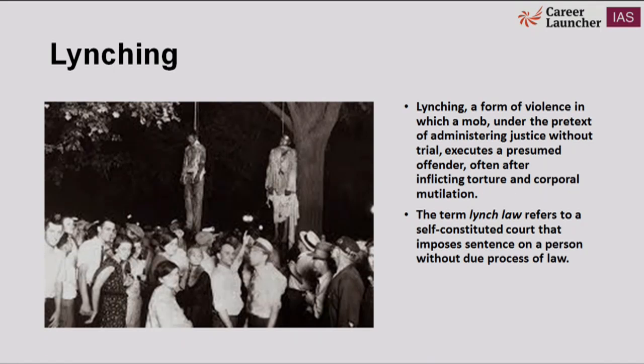They have their own assumption that this person is an offender, has done something wrong, and should be put to death, often after inflicting torture and corporal mutilation. They torture the person, they beat the person to death because they feel that this person has done a grave wrong to society. The term lynch law refers to a self-constituted court that imposes sentence on a person without due process of law. So there is a blatant violation of the fundamentals of law whenever there is an increase in incidents of mob violence.